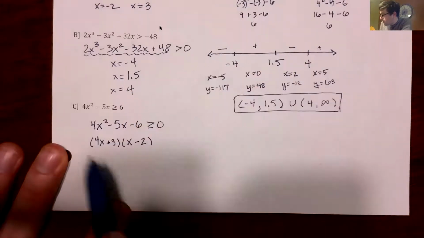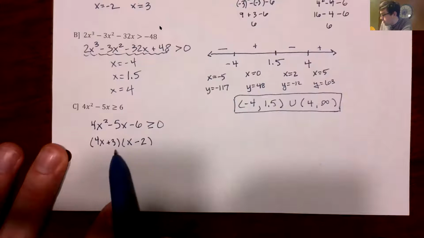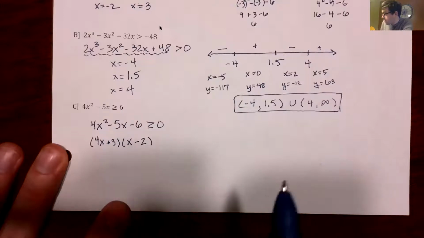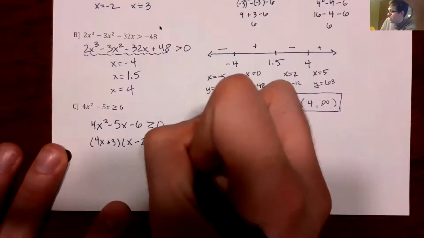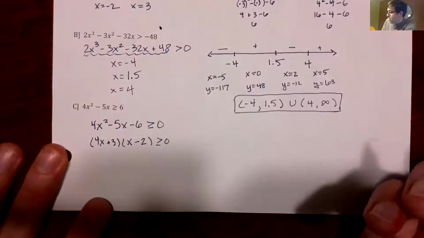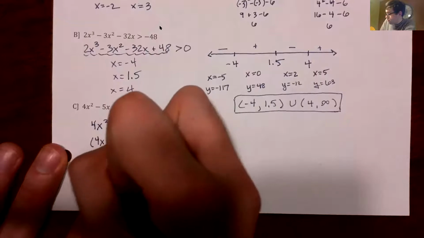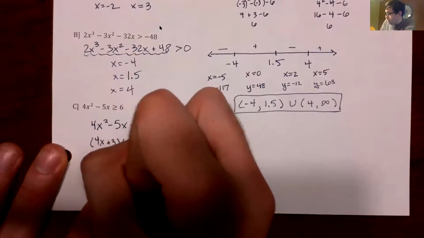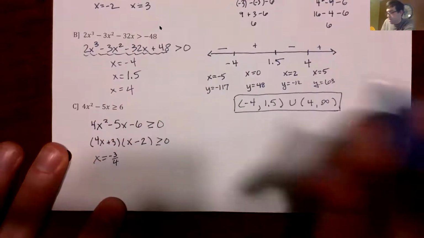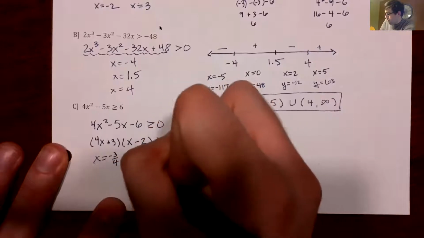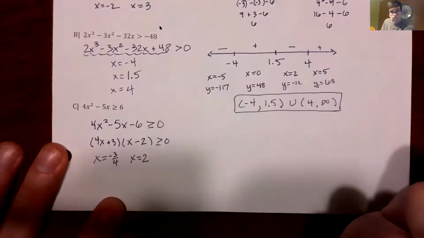Plus 3. So we have 4x squared minus 8 plus 3 is -5 and -6. Yeah, that works. Okay. So that was kind of nice. So if we wanted to find the zeros, the first one would be subtract 3 and then divide by 4. So it'd be -3/4. And the second one would be x equals +2.